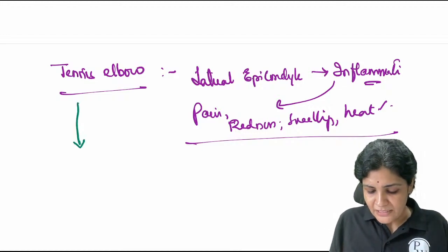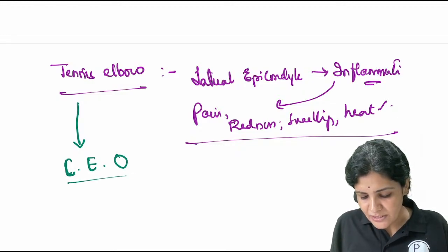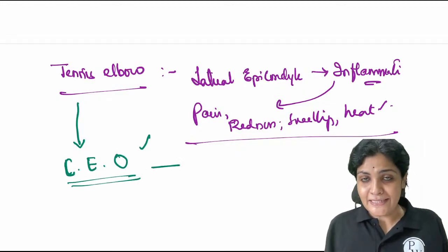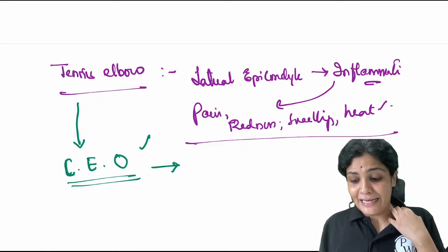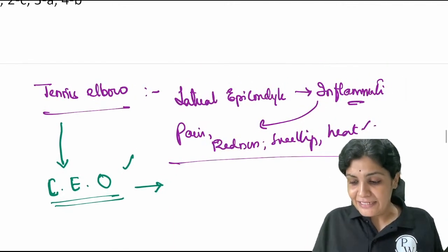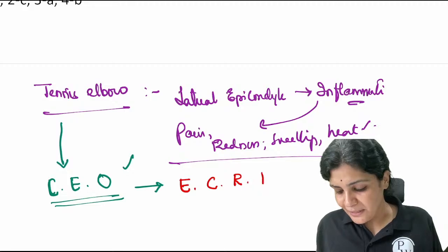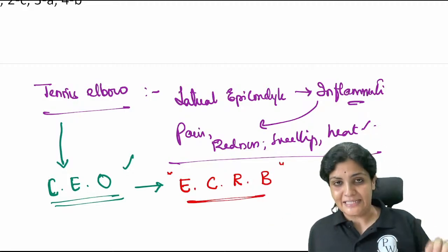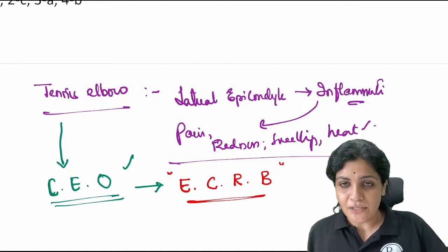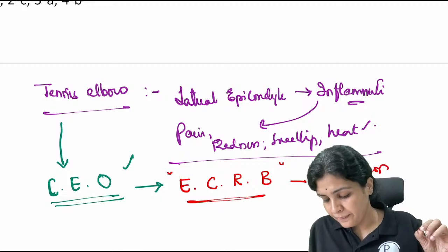The problem here starts with the common extensor origin. This is the CEO, where all the extensor tendons take their origin, which is the lateral epicondyle. And in that, you have to remember that the extensor carpi radialis brevis tendon is the main culprit. So ECRB, extensor carpi radialis brevis, is the tendon which is actually the target for the treatment of tennis elbow.